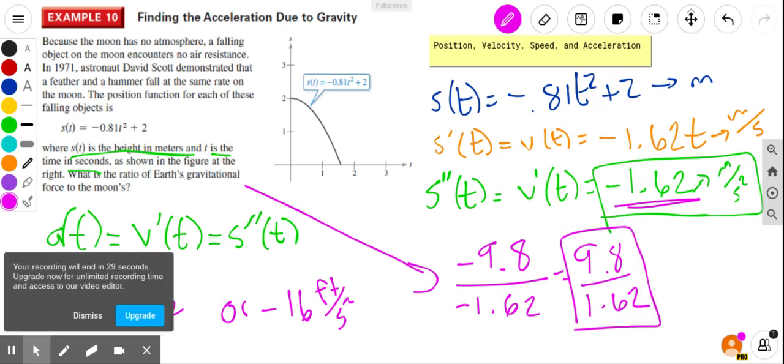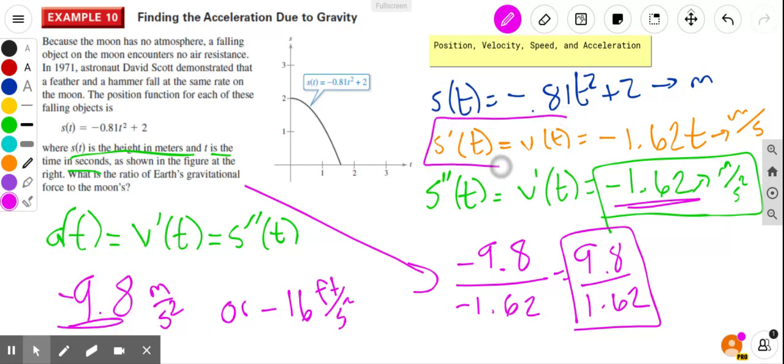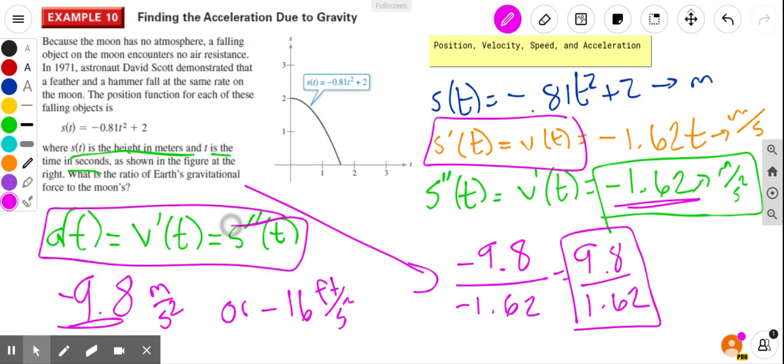And that's how you use your relationship between position, velocity, and acceleration in these problems. As long as you remember this relationship, you should be good to go with most of these problems.